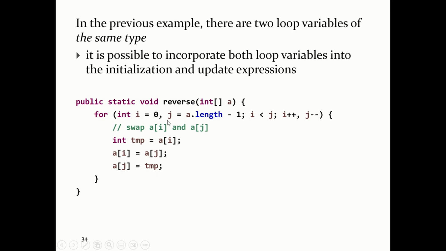Because in this case, i and j are both ints, I can write this. So i is 0, comma, j is equal to the length minus 1. I is less than j. Here I can update them both. So increase i by 1, comma, decrease j by 1. So that's fine. If you happen to have two loop variables of the same type, you can declare them all in the same place and use them in the termination condition and the update expression. But they have to have the same type. You can do this in C as well.